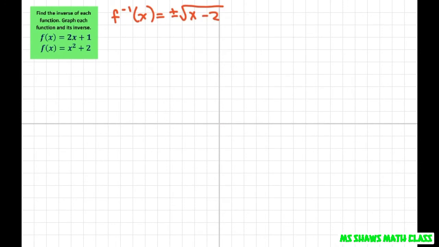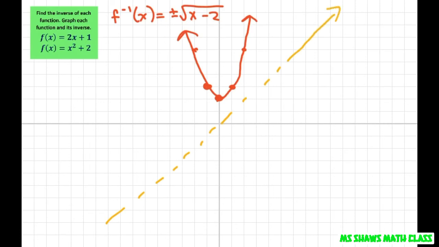We have x squared plus 2. So it's a quadratic with a vertical shift up by 2. Something like this. So it goes up like this. All right, something like that. And it's supposed to reflect over this y equals x.